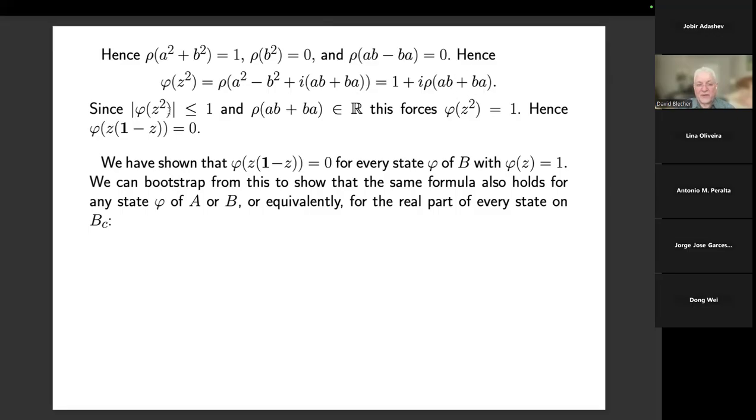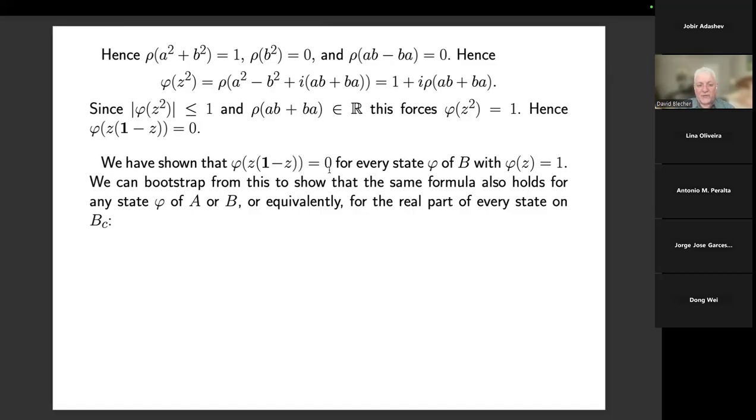But since phi of z squared is less than or equal to 1, because z is a contraction, and this element rho is in the real, this forces phi of z squared equals 1, and so phi of z times 1 minus z equals 1.